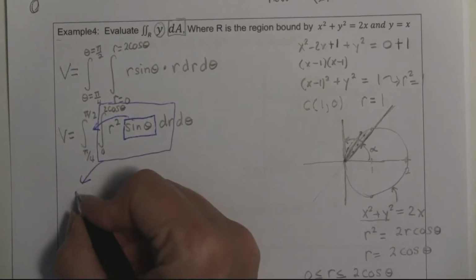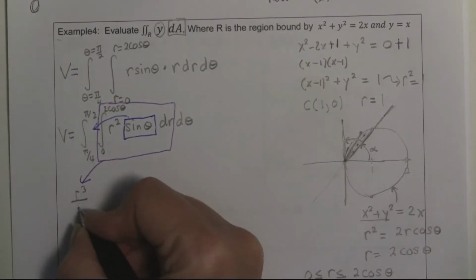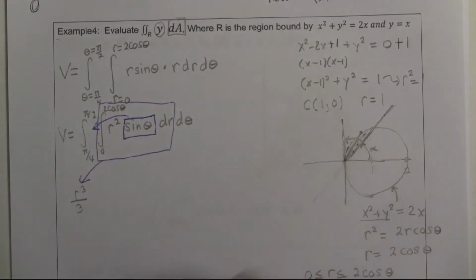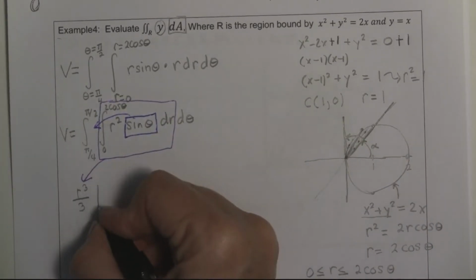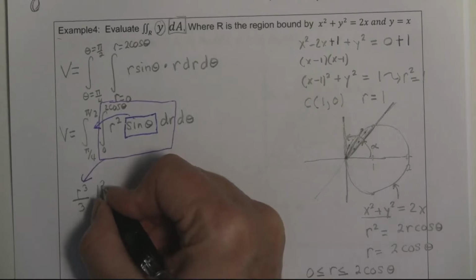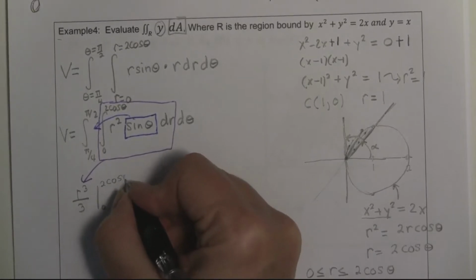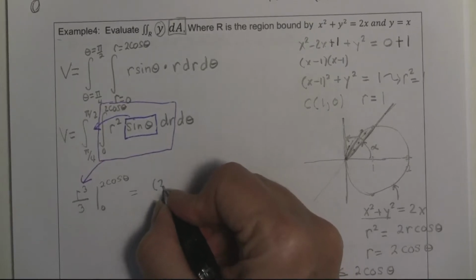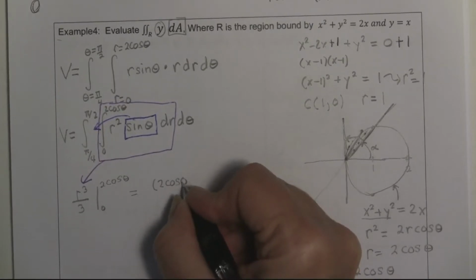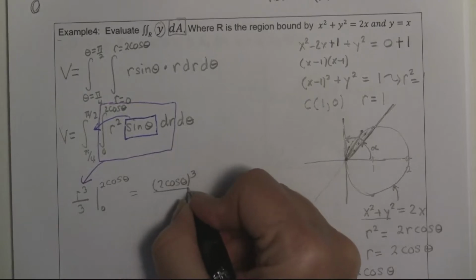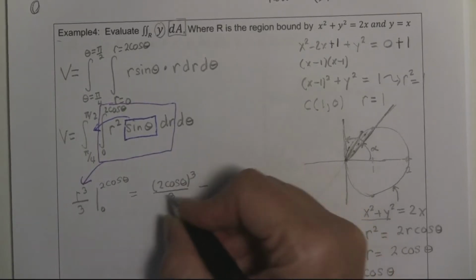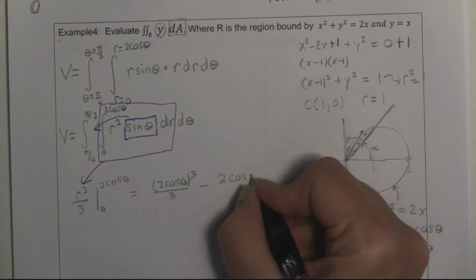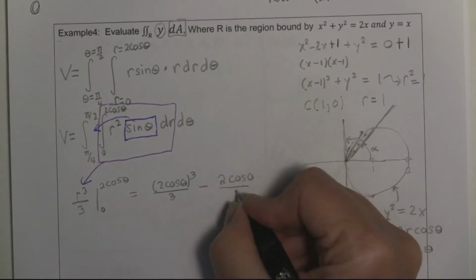R cubed over 3, right? I'm not going to ignore the sine of theta because I put it in the front. And my integral is going to go from 0 to 2 cosine of theta. This is what I'm plugging in for r. So this is 2 cosine of theta raised to the third over 3 minus, and then when you put this in, 2 cosine of 0 over 3.